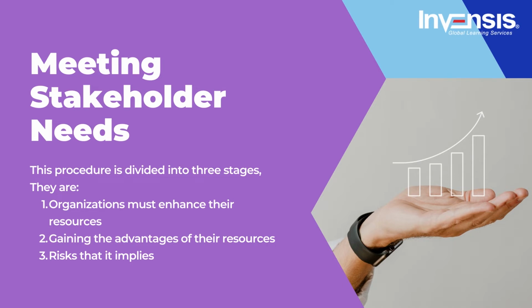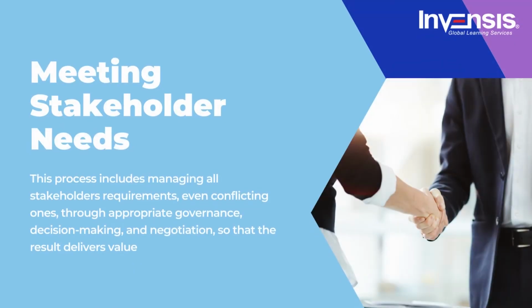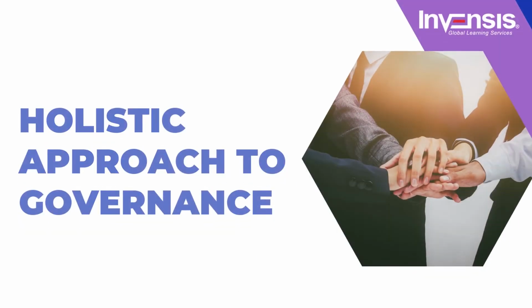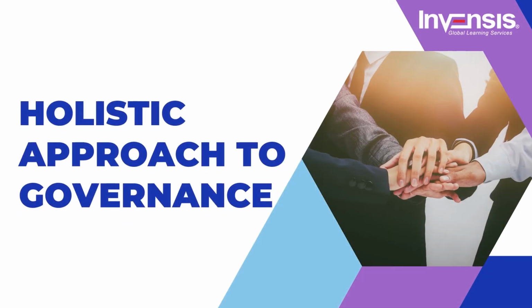First, organizations must enhance their resource management, while also gaining the advantages of their resources. At the same time, the third aspect in this situation is the risks that it implies. COBIT helps firms achieve a balance of all 3 variables. This process includes managing all stakeholders' requirements, even conflicting ones, through appropriate governance, decision-making, and negotiation so that the result delivers value.